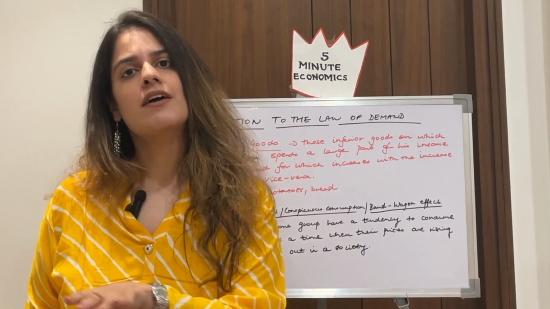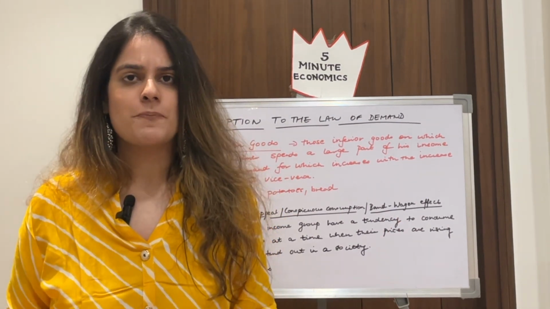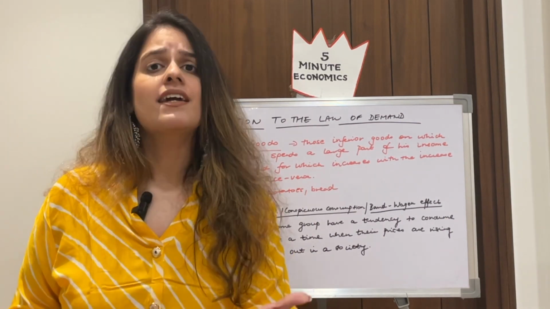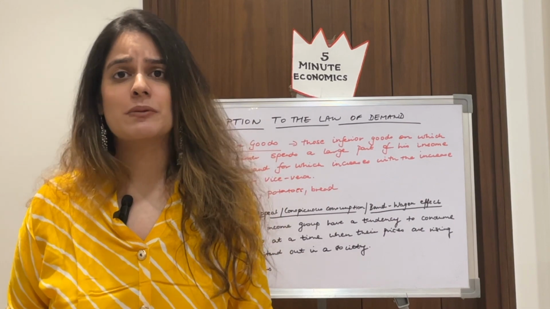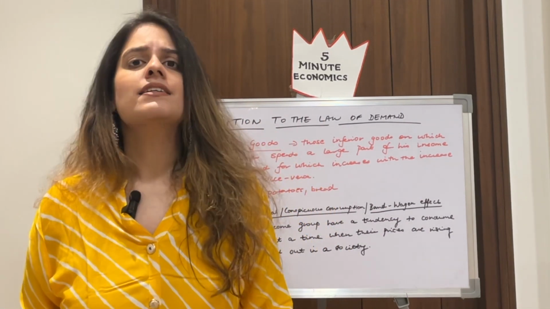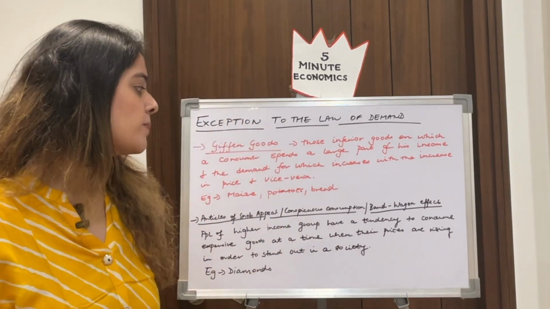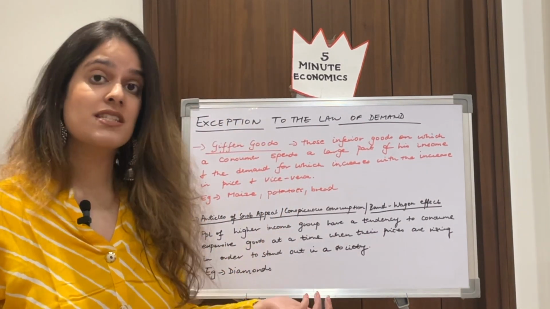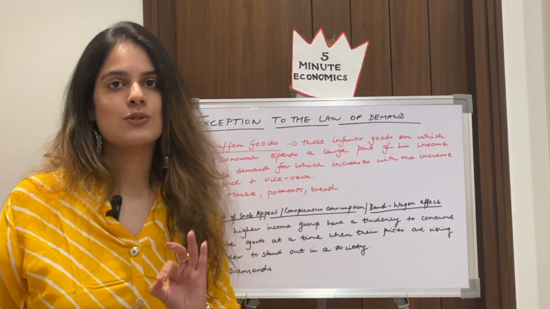And then they will buy from fresh only, be what it may, come what may, I would say. So they are basically going against the law of demand, because a rational consumer always likes when the prices are falling. We like to buy something when it is cheap, right? And that is what happens in this particular case. So people of higher income group have a tendency to consume expensive goods at the time when the prices are rising in order to stand out in the society.